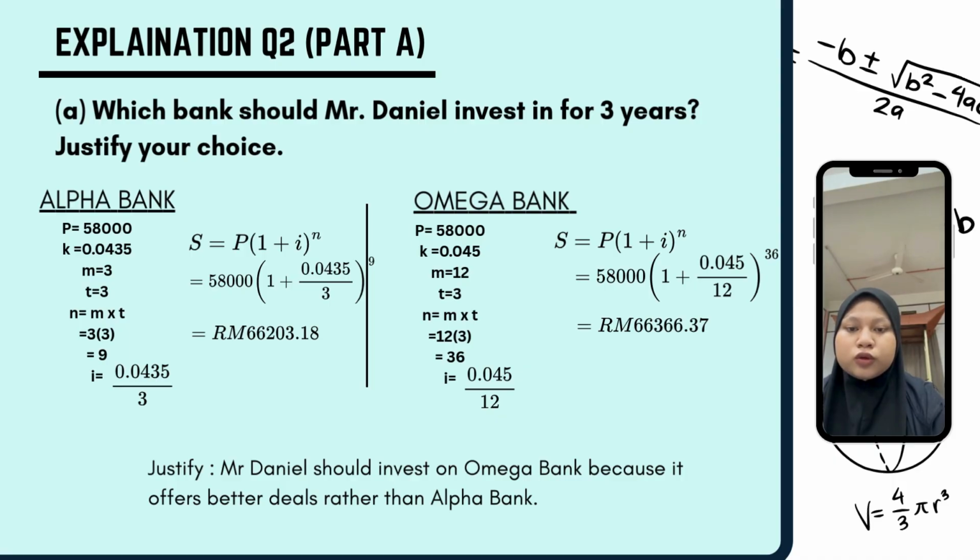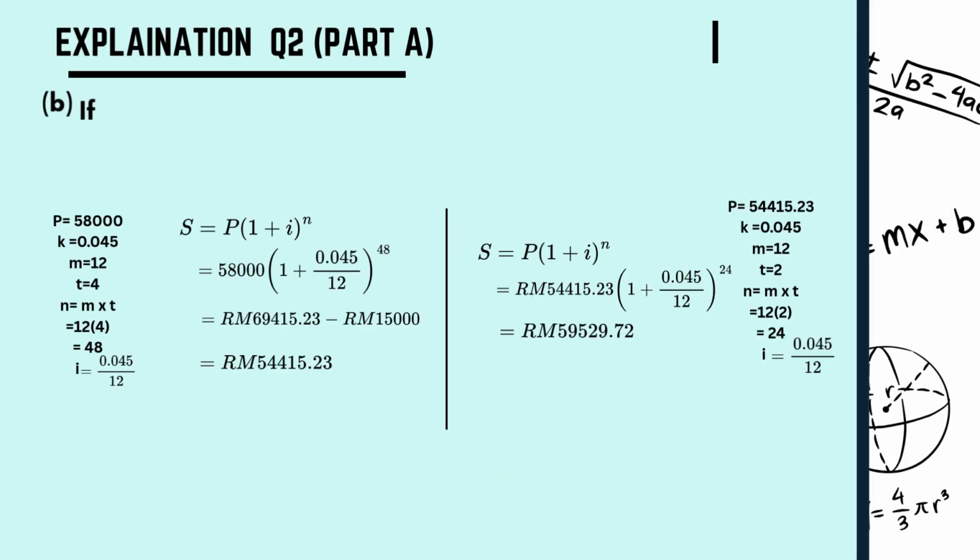So we also need to know the final amount after the 6 years, and we input the amount that we already calculated, which is 54,450 ringgit and 23 sen, and in bracket 1 plus 0.045 per 12 and in bracket 24. So we get the final amount, or the balance in the account, is 59,529 ringgit and 72 sen.